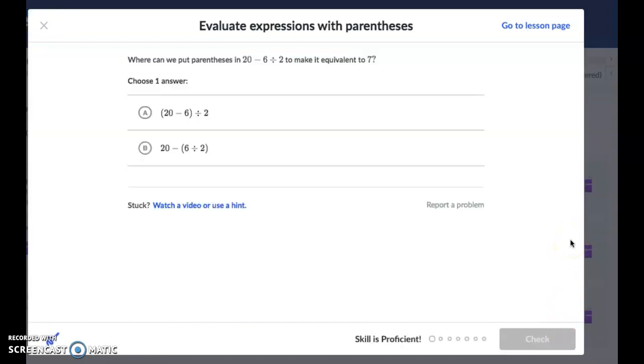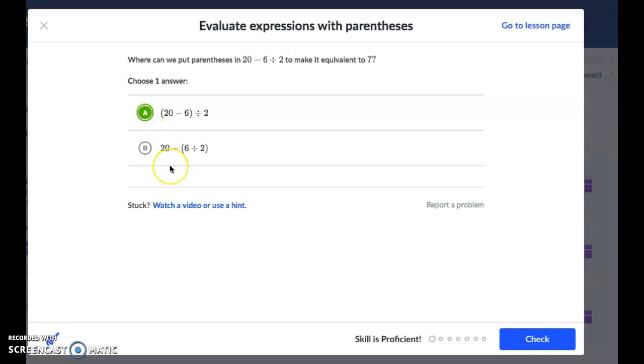Where can we put parentheses in 20 minus 6 divided by 2 to make it equivalent to 7? Okay, so the biggest thing that we need to remember is that when we see parentheses, that just means we have to solve that part of the expression first. So this is going to be 20 take away 6, which is 14. And then we take that answer, 14 divided by 2. 14 divided by 2 is 7.